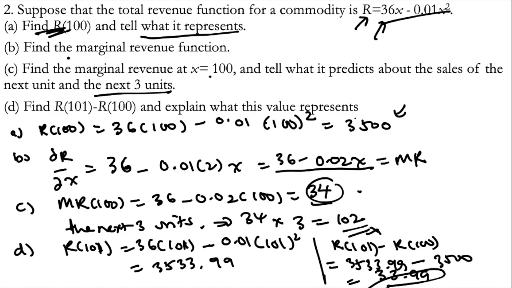You can see here, this one is almost the same as 34, isn't it? So it explains what? The next additional quantity, if we sell, it gives us additional revenue of 33.99. That one is what we call marginal revenue. So this is what it represents, marginal revenue of 100 units of commodity. Okay, so we are basically done with that one.